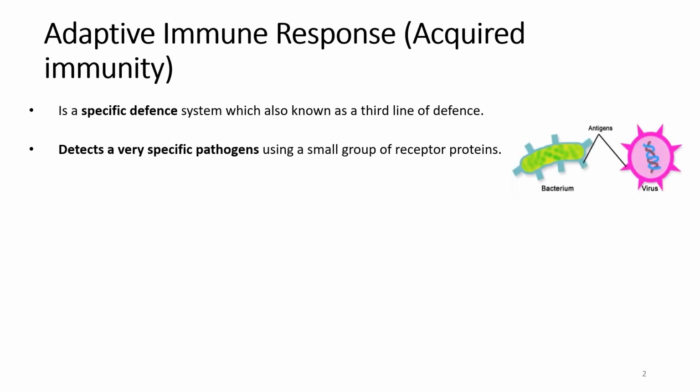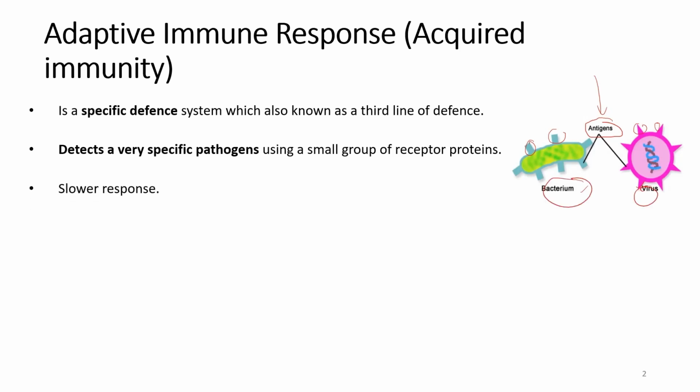Shown here are examples of pathogens, which are a bacterium and a virus. Embedded on the surface of the cell membrane is this specific protein, which is known as an antigen. So our immune system will identify the antigen and elicit an immune response, which is finally going to destroy this pathogen.